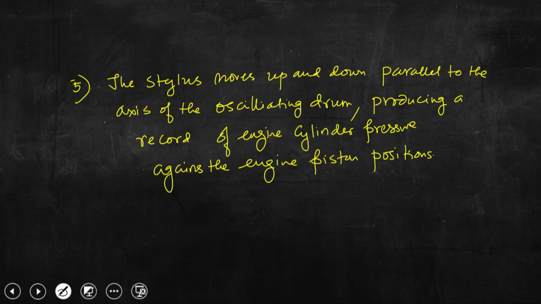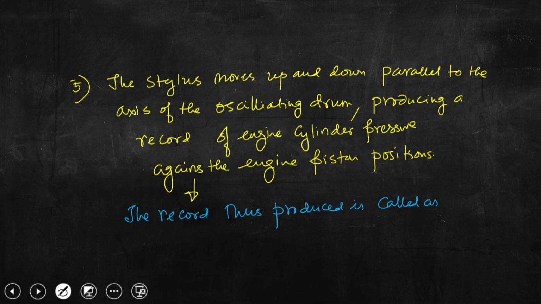So, the record thus produced is called an indicator diagram.